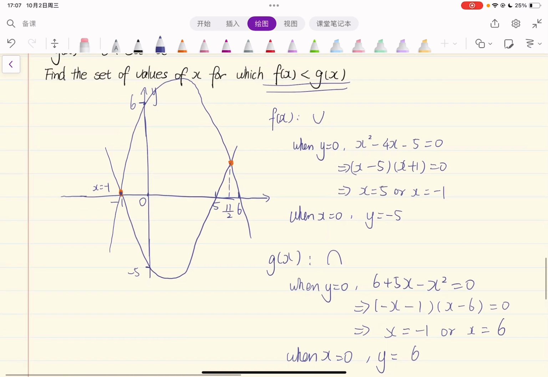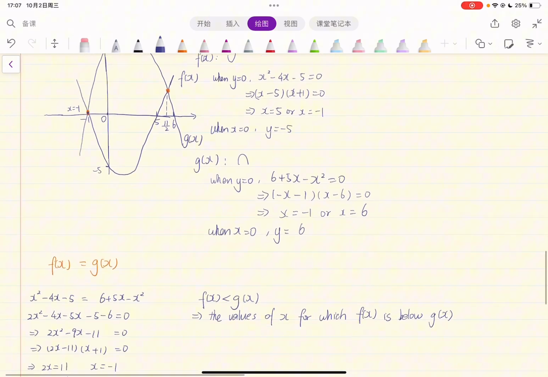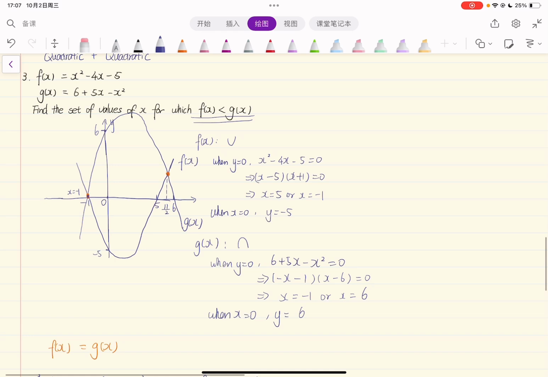So the smiley face is f(x). This is my mistake. You need to write down the function next to the curve at the beginning, so you know which curve is which function. And the sad face is g(x). So here's g(x). f(x) is below g(x).